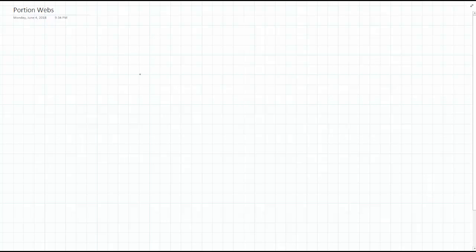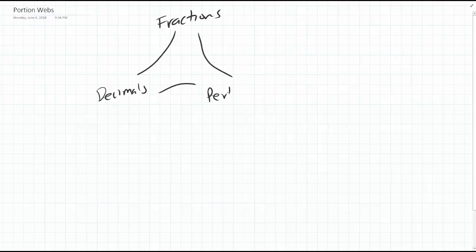Okay, this is going to be the review for portion webs. Portion webs are one of the tools we use to show the connection between the different representations of portions. Those representations include the fractions, the decimals, the percentages, and also the words and the diagrams. But we're really going to focus on how to convert between fraction, decimal, and percentages in this section.